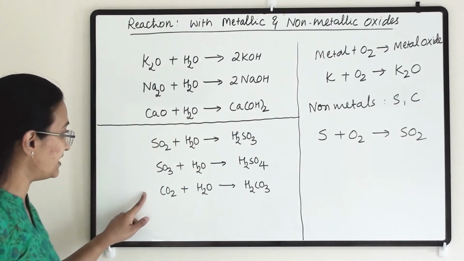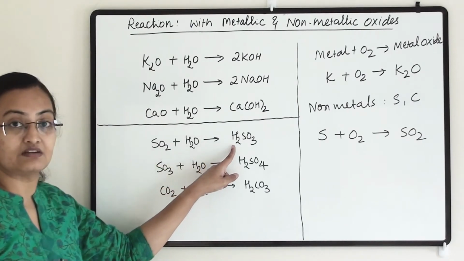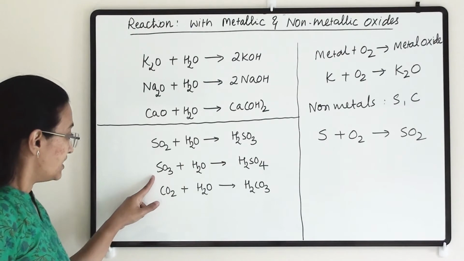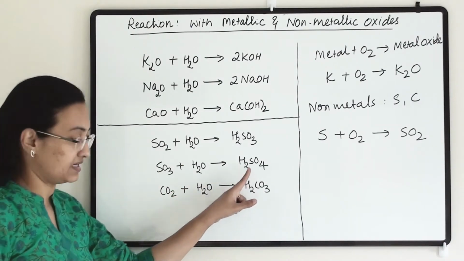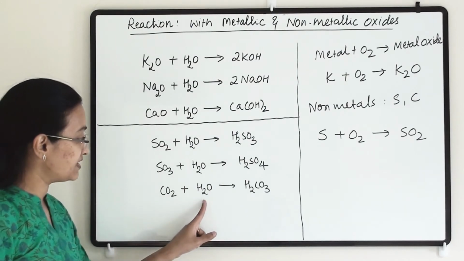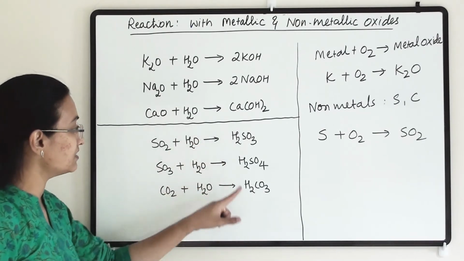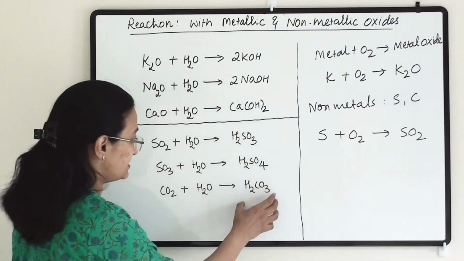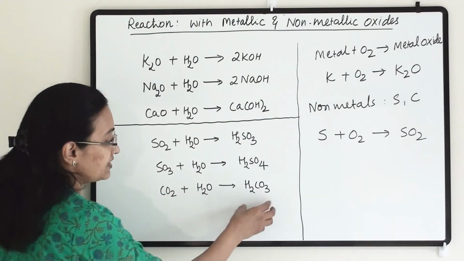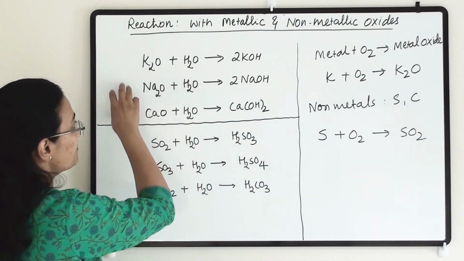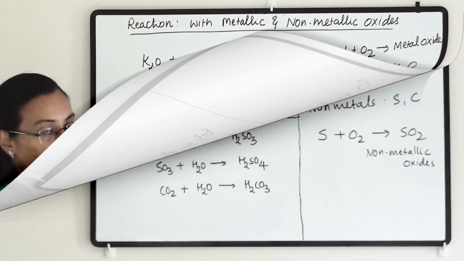Now these are the non-metallic oxides. Sulfur dioxide will react with water and give us sulfurous acid. SO3, sulfur trioxide, will react with water and give us sulfuric acid. Carbon dioxide will react with water and give us carbonic acid. So these are the compounds termed acids. When non-metallic oxides react with water, they give us acid, whereas metallic oxide reacts with water and gives us hydroxides.